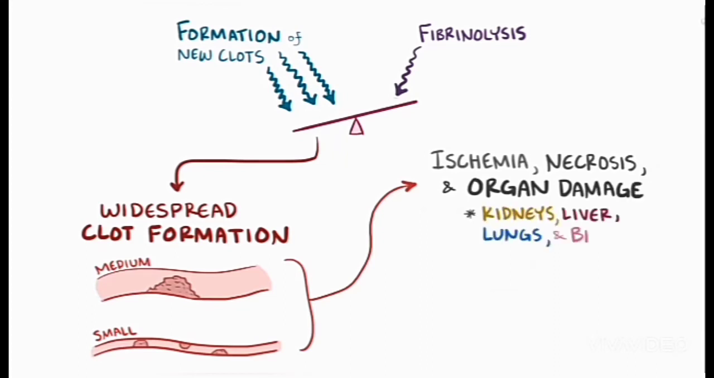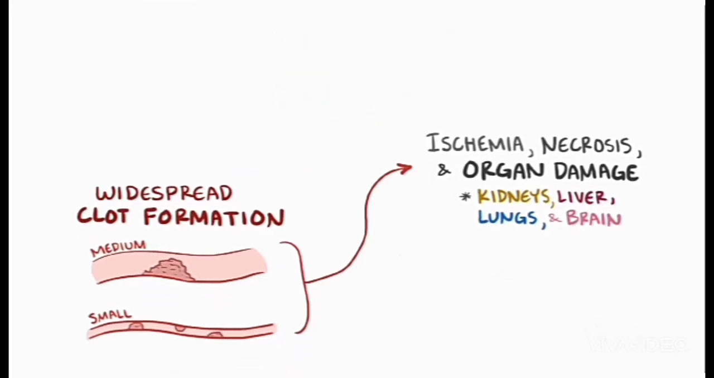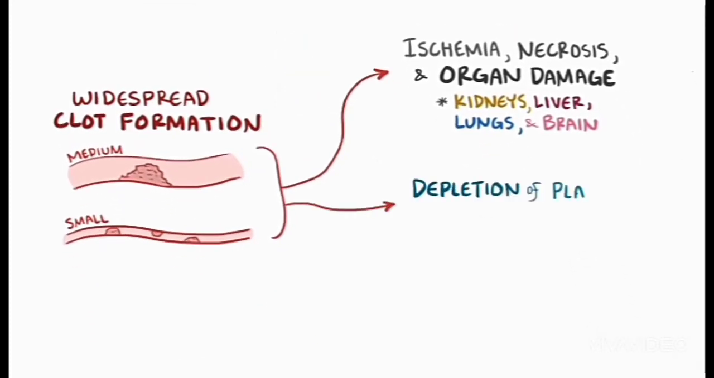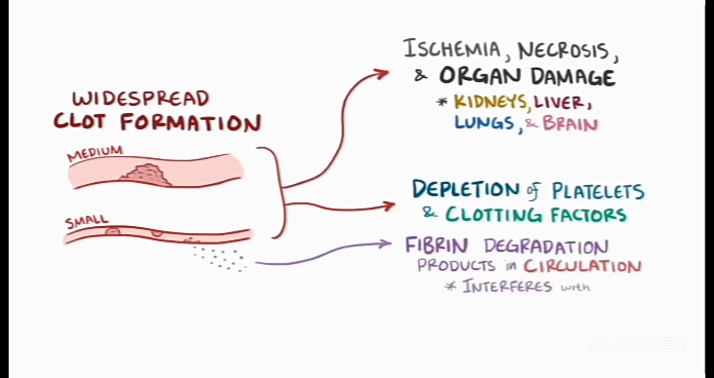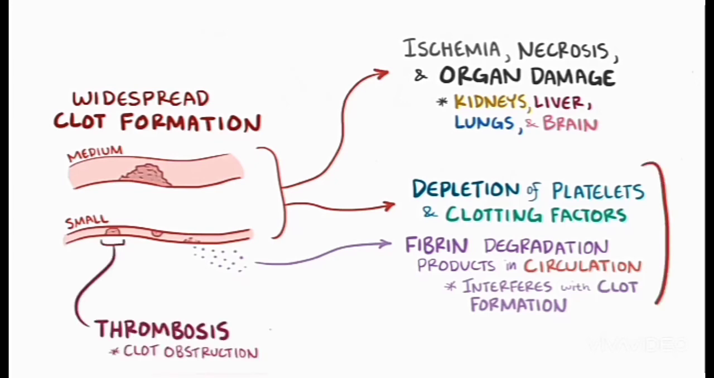Some organs such as the kidneys, liver, lungs and brain are more susceptible to this condition. The massive formation of clots throughout the body depletes the supply of platelets and clotting factors. To make things worse, as clots are broken down by fibrinolysis, fibrin degradation products are released into circulation and interfere with platelet aggregation and clot formation. On one side you have thrombosis, and at the same time you have trouble forming new clots, which leads to bleeding.